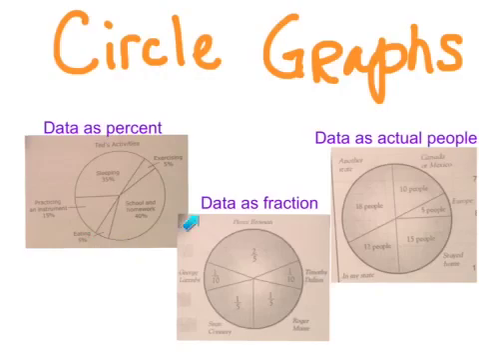The middle graph, they have represented the data as a fraction, and this is from your homework, the fraction of kids who voted for each different actor. Or the third one, the data is represented as the actual number of people who vacationed in different spots during their summer off.